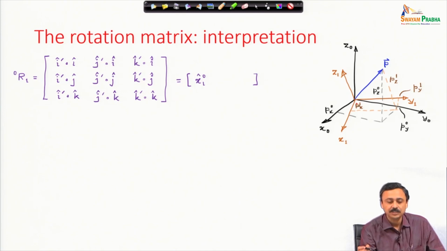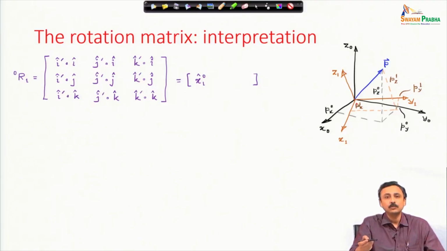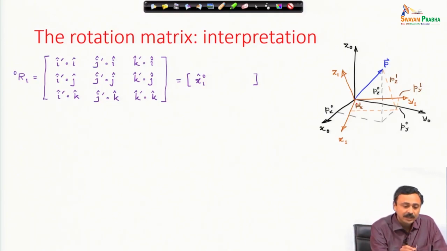How do I find coefficients of a vector, the coordinates of a vector, let us say a position vector? How do you find these coefficients along different axes? I take the dot product with the different axes, once with I cap, once with j cap, once with k cap. Then it gives me the coefficients of that vector's representation in that coordinate system. Now, I have taken I prime cap and I am taking the dot product once with I cap, once with j cap, once with k cap.